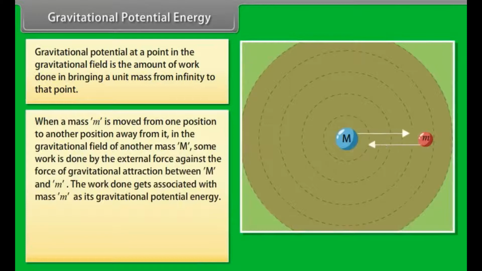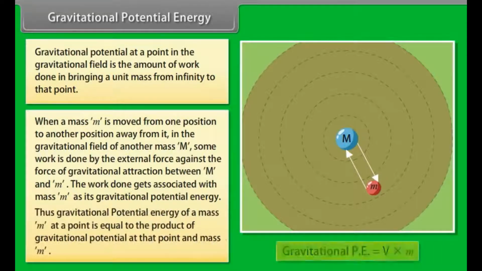When a mass m is moved from one position to another position away from it in the gravitational field of another mass M, some work is done by the external force against the force of gravitational attraction between M and m. The work done gets associated with mass m as its gravitational potential energy. Thus, gravitational potential energy of a mass m at a point is equal to the product of gravitational potential at that point and mass m.